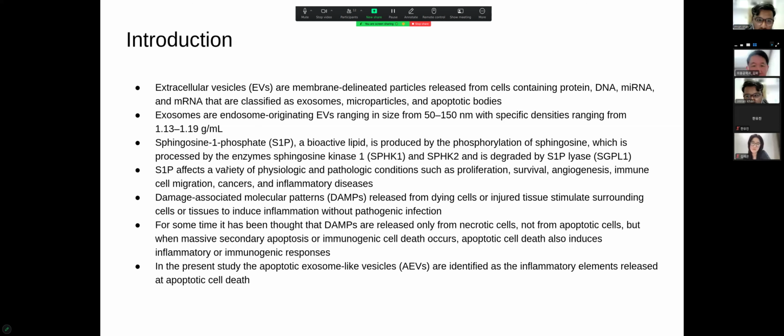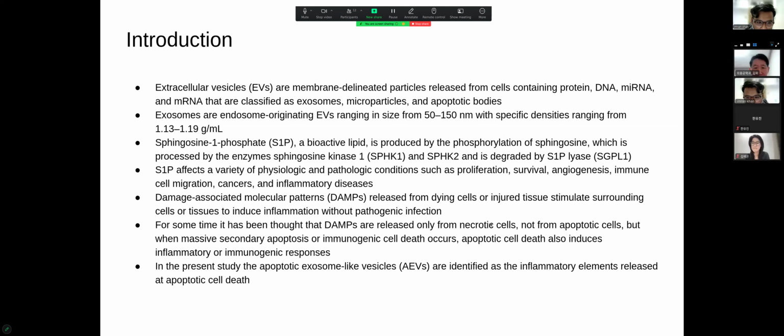In this paper, it has been found that sphingosine 1-phosphate, which is a membrane lipid, is involved in the release of exosomes after apoptotic cell death. Sphingosine 1-phosphate is produced by phosphorylation of sphingosine, which is caused by sphingosine kinase 1 and sphingosine kinase 2, and it is degraded by the S1P lyase enzyme. Sphingosine 1-phosphate is involved in various physiologic and pathologic conditions like proliferation, cell survival, angiogenesis, or immune cell migration, etc.